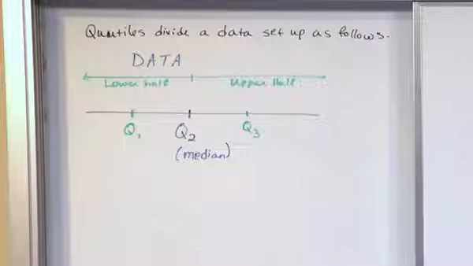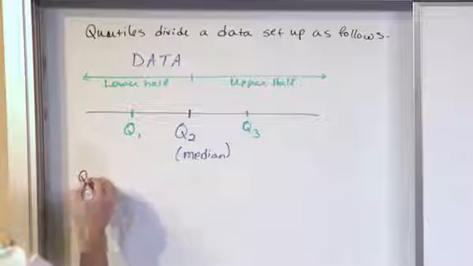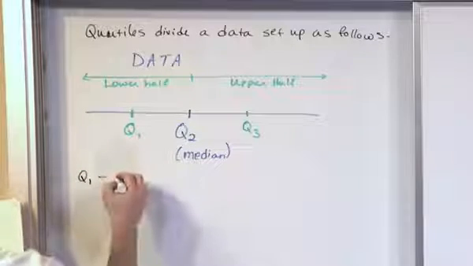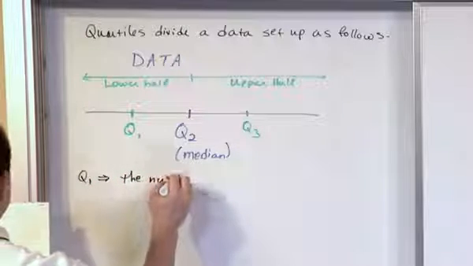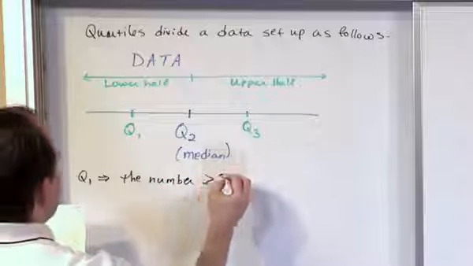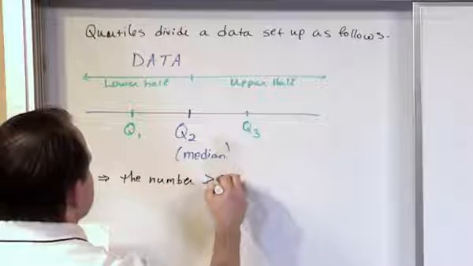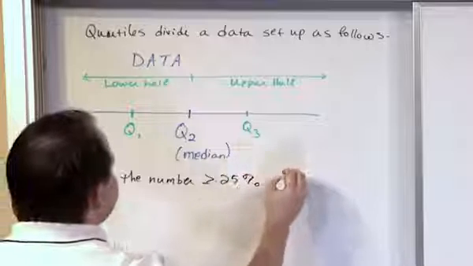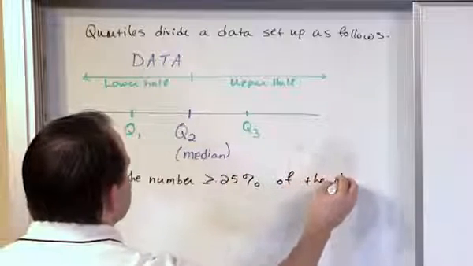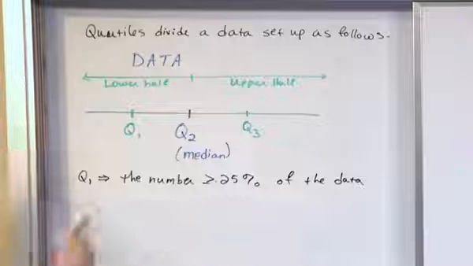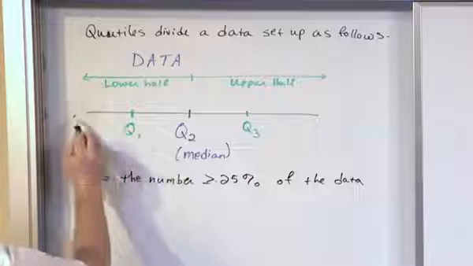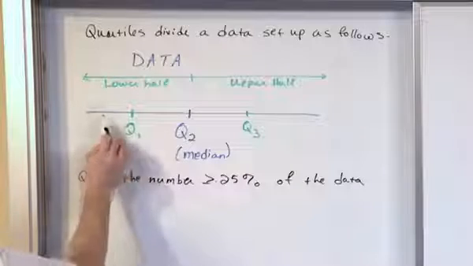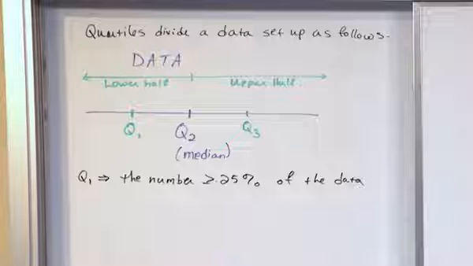All right, so basically, if I have to summarize it here, Q1 is called the first quartile, and it is the number greater than or equal to 25% of the data. Which makes sense because Q1 is here. So if you have data all down here, Q1 is greater than 25%. This is 25% of the data. Q1 is the number just right at 25% of the data.